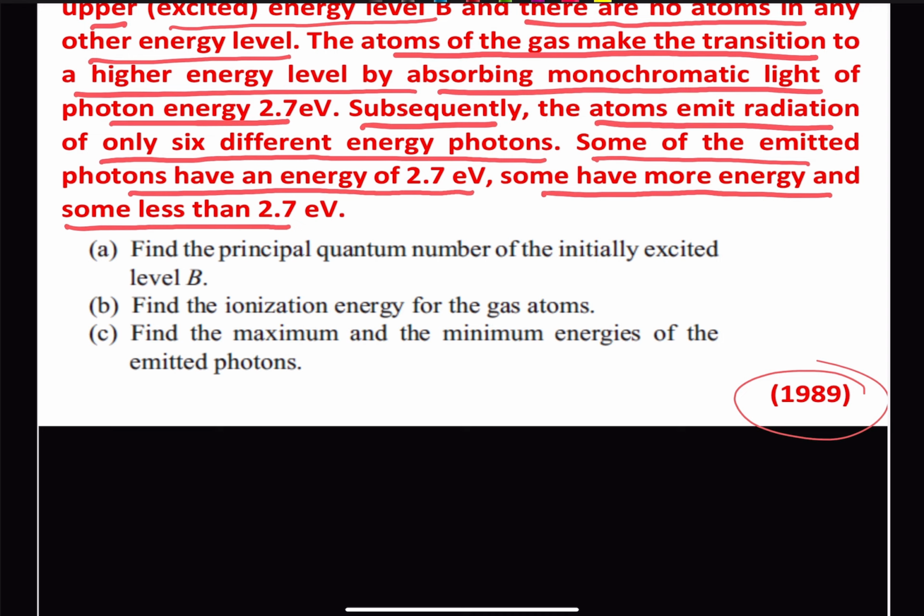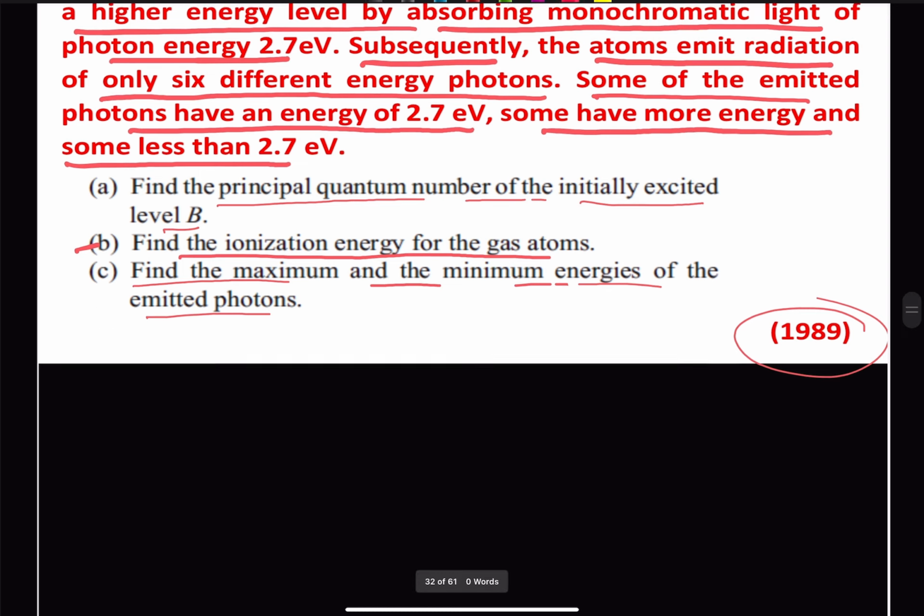In part A, find the principal quantum number of the initially excited level B. Part B, find the ionization energy of the gas atom. And part C, find the maximum energy of the emitted photons. So first of all, we are going to find out the number of emission lines, and from there we are going to find out the principal quantum number.